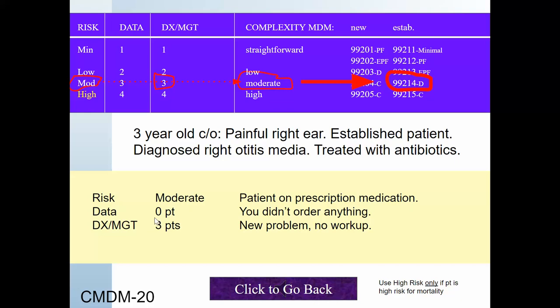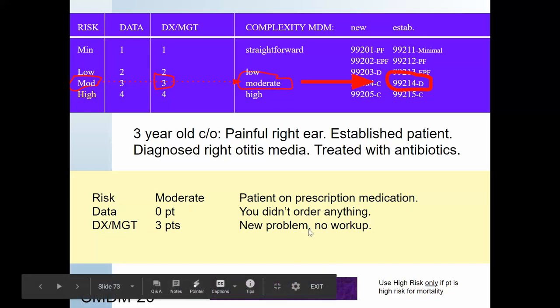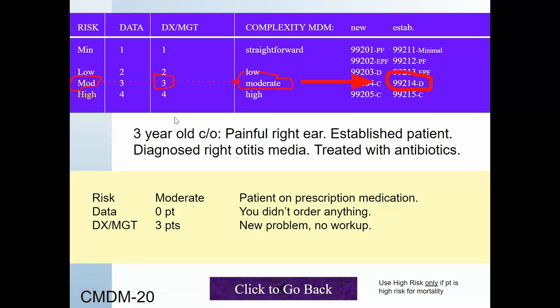Diagnostic management, 3. Why? Because it's a new problem, no additional workup is needed. You can make the diagnosis based on your examination and the history that you take. You can make your own assessment. You don't need to order any labs or any x-rays. So this shows you what acute otitis media codes out as: moderate risk, level 3 diagnostic management decision-making.